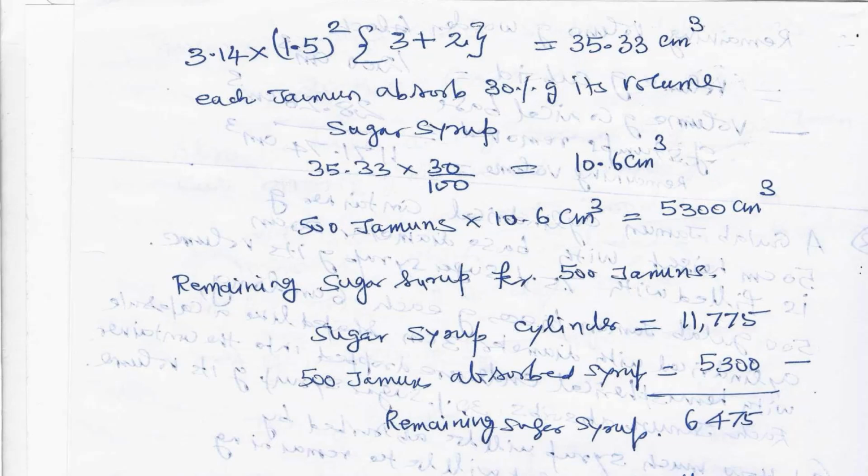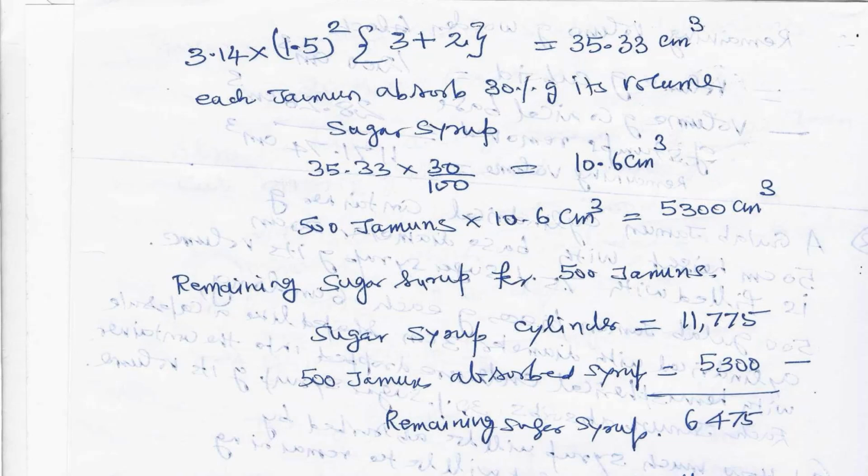Now each jamun absorbs 30% of its volume of sugar syrup. That is 35.33 into 30% is 10.6 centimeter cube. So each jamun absorbs 10.6 centimeter cube of sugar syrup. So 500 jamuns can absorb 500 multiplied by 10.6 is equal to 5300 centimeter cube of sugar syrup. So the remaining sugar syrup in the container: sugar syrup originally contained in the cylinder is 11775 centimeter cube. 500 jamun absorbed syrup 5300. So remaining sugar syrup shall be 6475 centimeter cube.